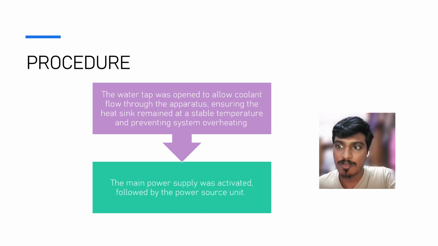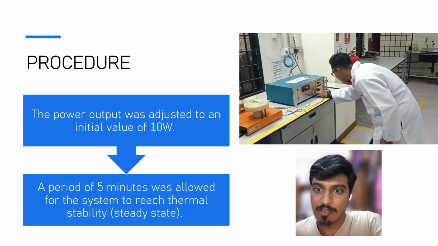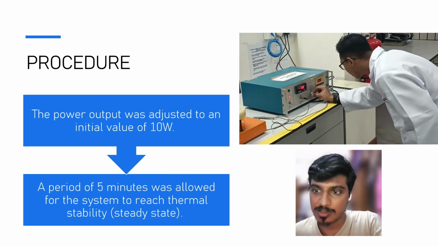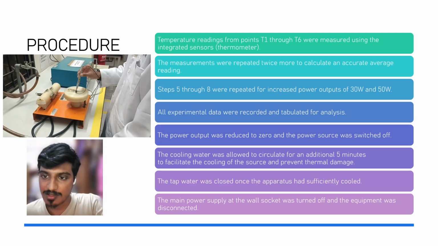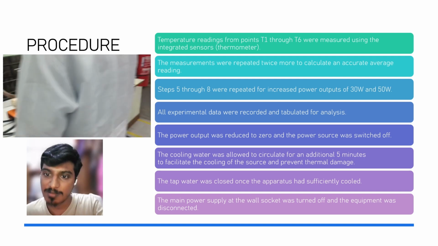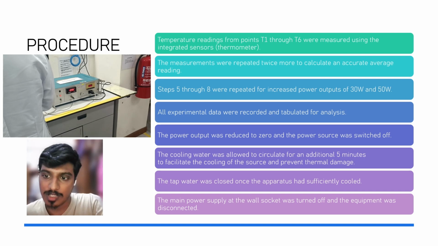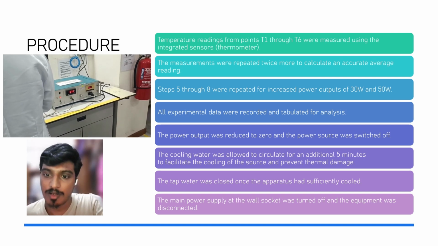Once the flow was steady, we activated the main power supply followed by the power source unit. We set the initial output to 10 watts and allowed a 5-minute window for the system to reach thermal stability. Using integrated sensors, we measure temperatures at points T1 through T6. To ensure accuracy, we repeated these measurements twice to calculate an average, then scaled the power output to 30 watts and 50 watts, recording all data for analysis.